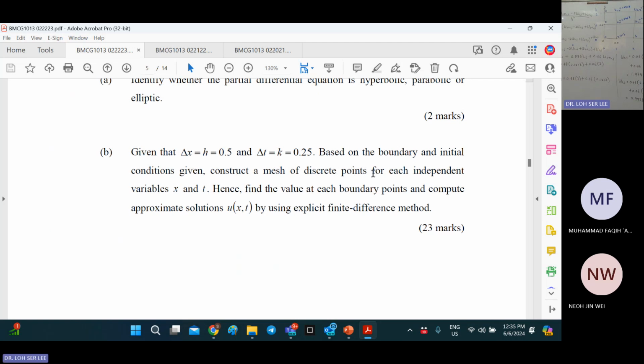That means the grid. Hence, compute the values of u(x,t) by using the explicit finite difference method. The method that you have done today is called the finite difference method. 23 marks.